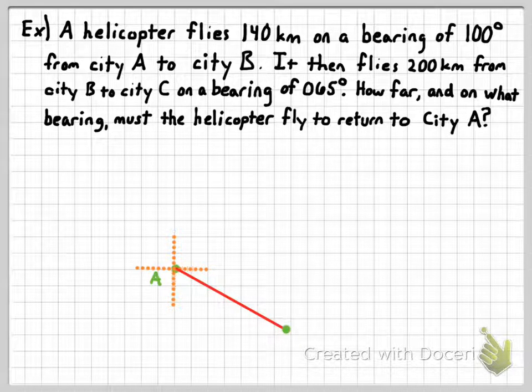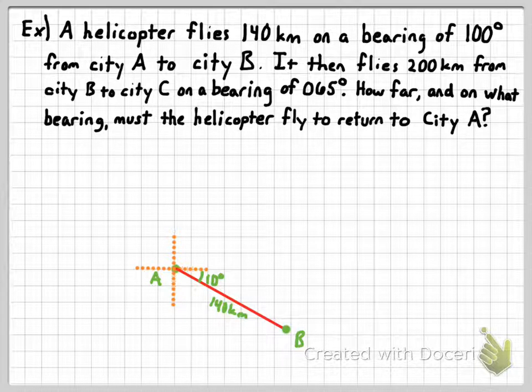All right, there's city B. And it is 140 kilometers away. Right. Now, we said this angle was 100 degrees from here. I would like it in relation to this line right there. That's a 10 degree angle. It was 10 degrees past 90.